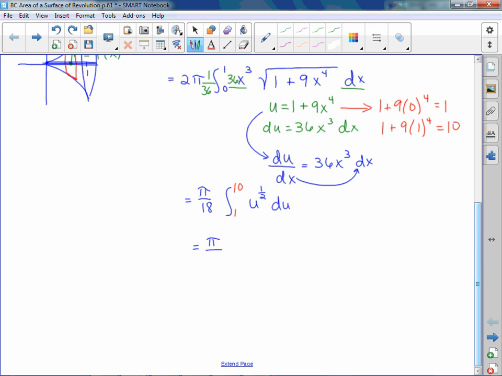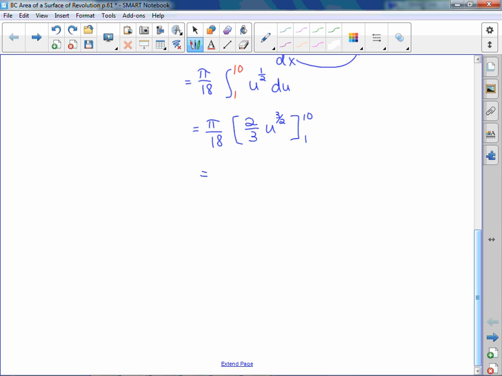I have pi over 18, and we're going to put our bracket here. Increase 1/2 by 1, and we get 3/2. And when we divide by 3/2, we're really multiplying by 2/3. And that is from 1 to 10. All right, I'm going to go ahead and bring the 2/3 out. The 2 is going to cancel with the 18. That goes away. This will become 9. So I'm going to make it pi over 27.